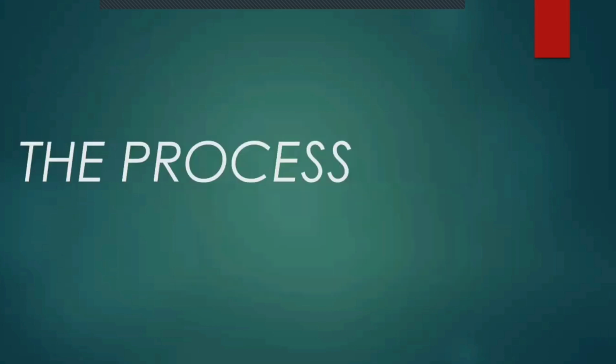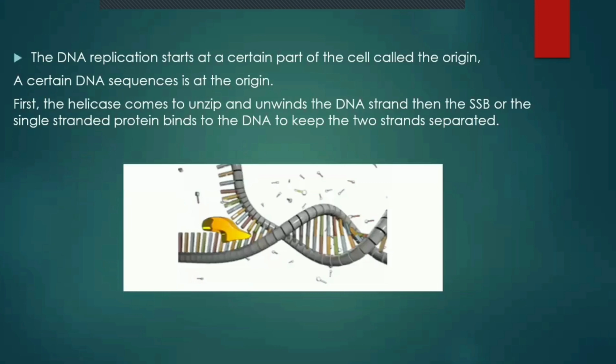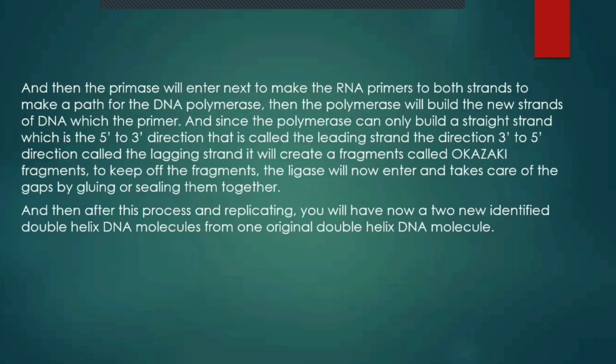The process. DNA replication starts at a certain part of the cell called the origin. A certain DNA sequence is at the origin. First, the helicase comes to unzip and unwind the DNA strand, then the SSB, or single-stranded binding protein, binds to the DNA to keep the 2 strands separated. And then the primase will enter next to make the RNA primers on both strands to make a path for the DNA polymerase. Then the polymerase will build the new strands of DNA from the primer.